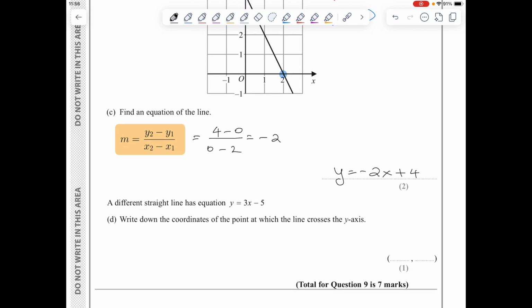Finally, for part D, we want the y-intercept of this graph, of this equation. Now the y-intercept is the constant that doesn't have an x, and this is a minus 5. So the coordinates are 0, minus 5.